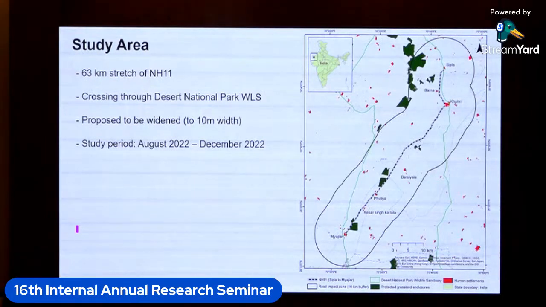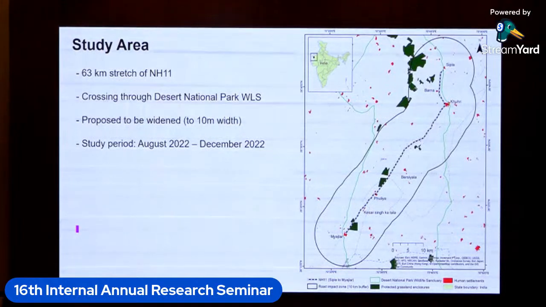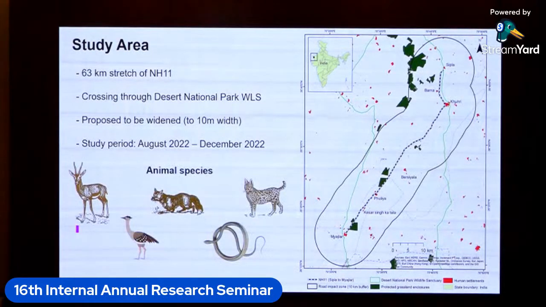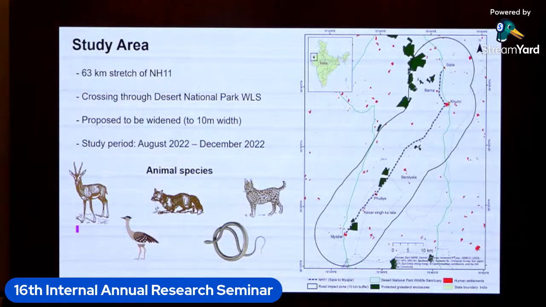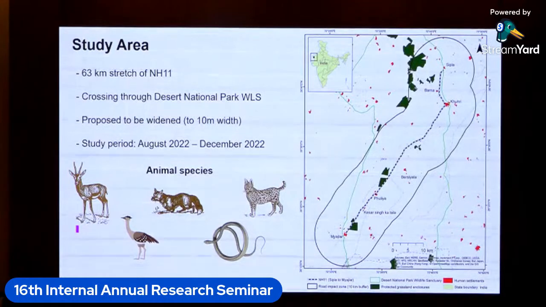And we conducted our study from August to December 2022. Primarily, the landscape is characterized by arid and semi-arid species such as chinkara, Indian and desert foxes, desert cat, Great Indian Bustard, Houbara bustard, along with many endemic reptilian species. So out of these, we consider chinkara and desert fox as our key species for identifying the framework for suggesting the mitigation measures.